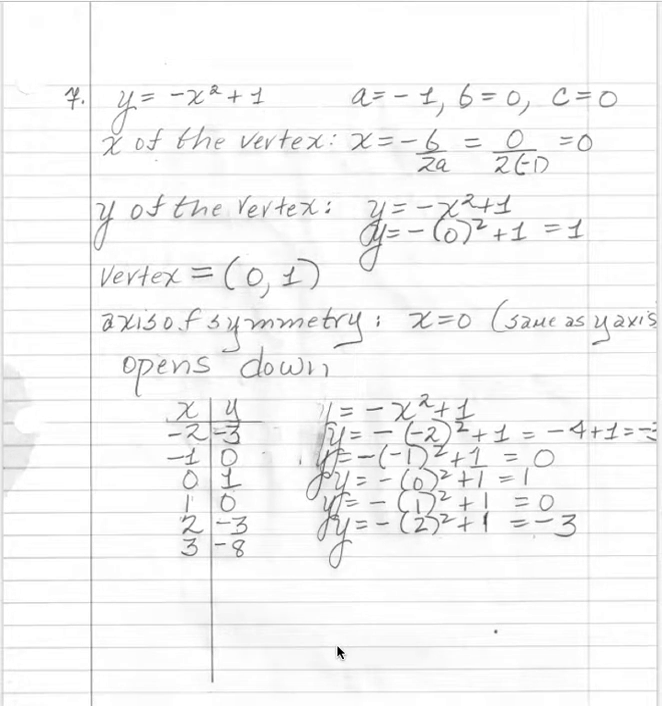Check these last problems from the checkpoint, the last checkpoint of this section 9.4, and we're going to pick up with number 7, which is y equals -x squared plus 1.